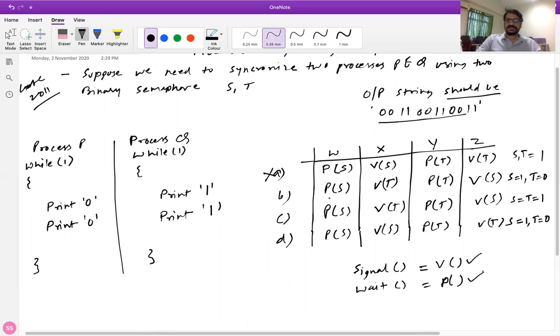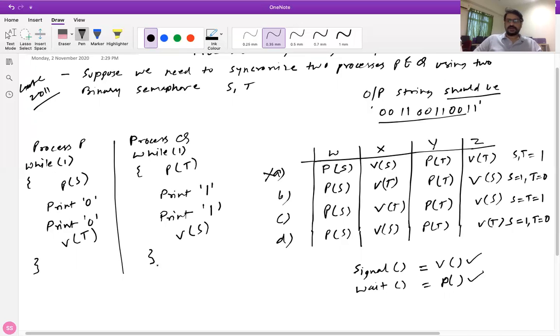Now option B says that W value should be PS, X value should be VT, Y value should be PT, and Z value should be VS. So let's write it. PS, VT, here it is PT, here it is VS.